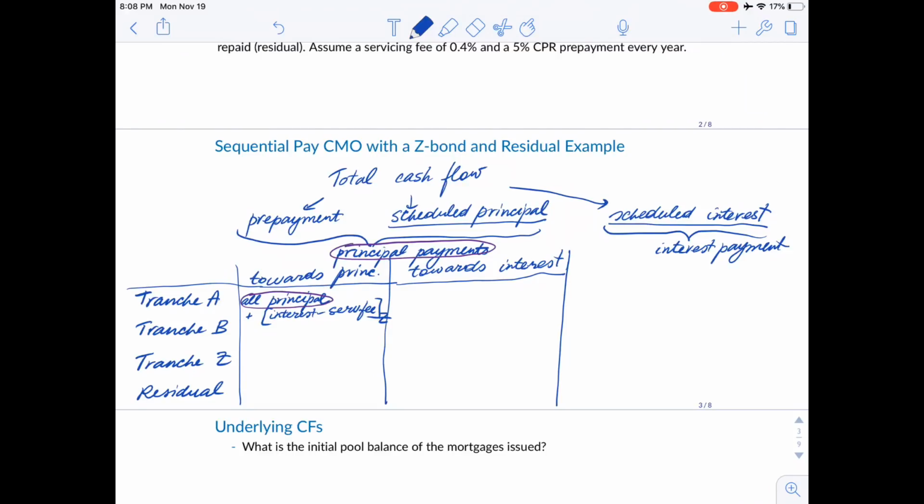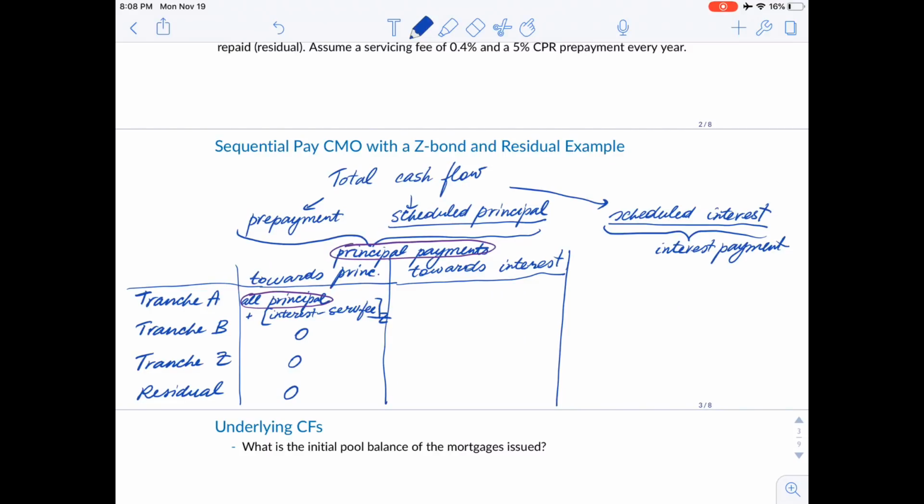Tranche B will get nothing in principal unless A is already completely repaid, and tranche Z will also get nothing in principal. Sorry, I think I misspoke earlier. So tranche B gets nothing in principal unless A is completely repaid, and Z gets nothing in principal until A and B are completely repaid. Okay, and the residual again gets nothing in principal until A, B, and Z are completely repaid.